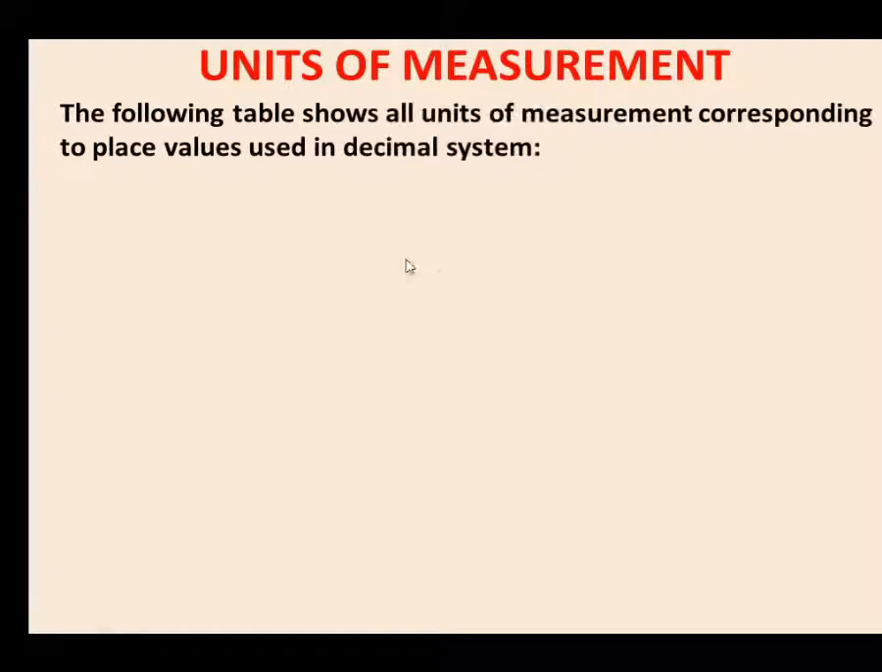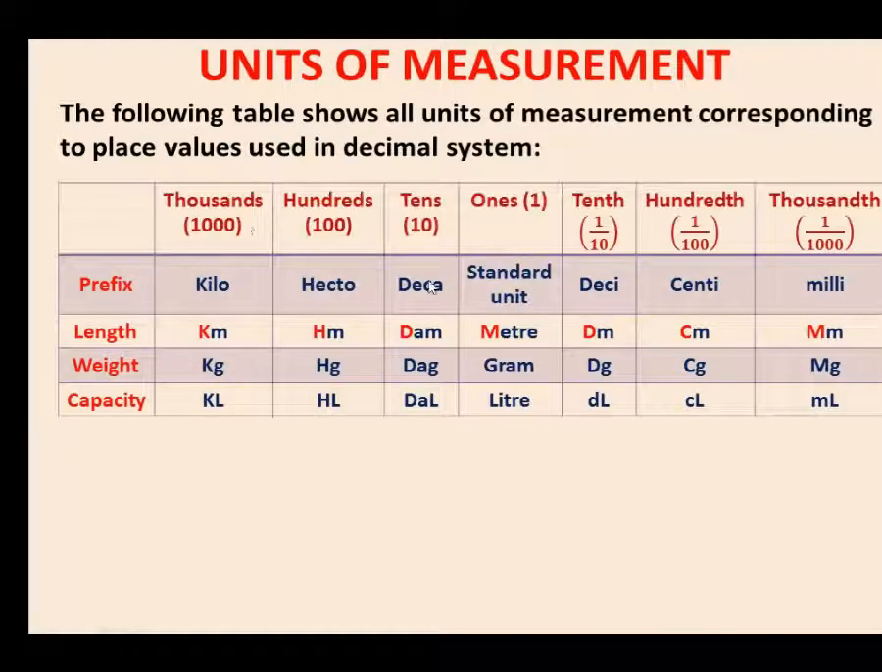Okay. Now we have units of measurement. The following table will show the units of measurement and their corresponding values. So here we have been given length, weight and capacity. The prefixes for the units of measurement are kilo, hecto, deca, standard unit, deci, centi and milli.